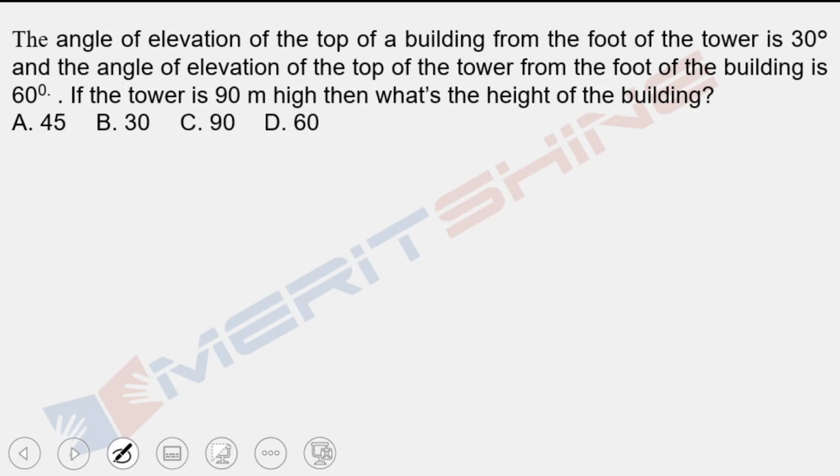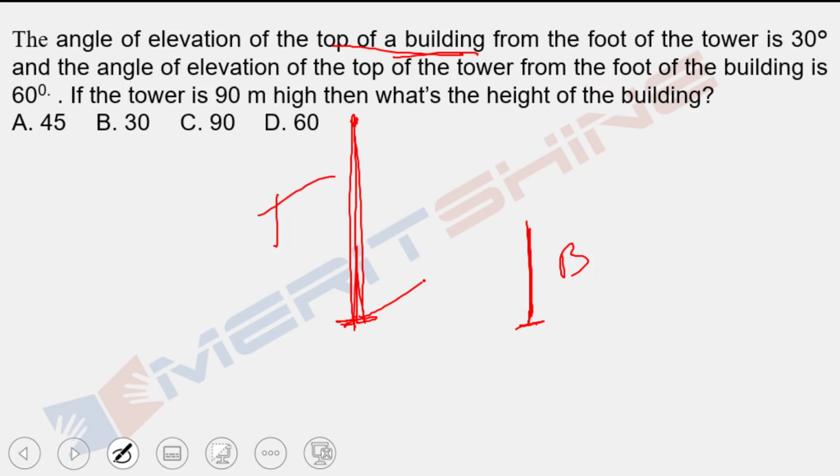The angle of elevation of the top of a building from the foot of the tower is 30 degree, and the angle of elevation of the top of a building. Okay, so there is this building, and there is this tower. Okay, and the angle of elevation of the top of the building from the foot of the tower. So this is tower, this is building. Let's say this is 30 degree, and this, from the foot of the building, is 60 degree. Okay.